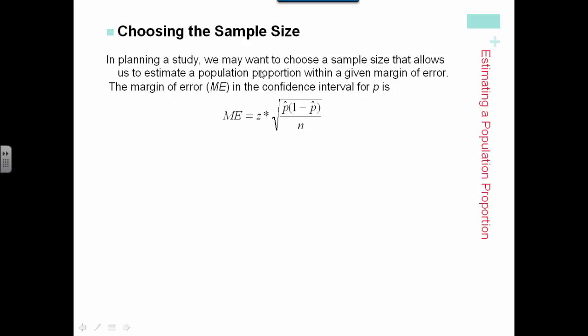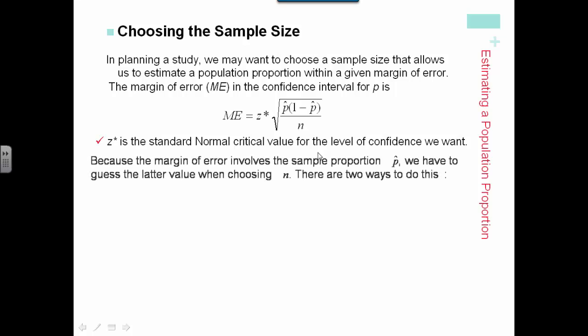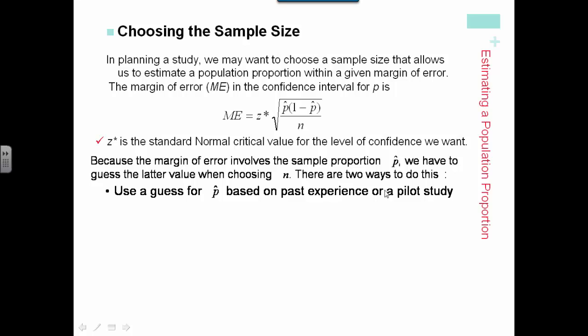In planning a study, we want to choose a sample size that allows us to estimate a population proportion within a given margin of error. The margin of error is the part of the formula that's the z star times the standard deviation. Z star is the standard normal critical value for the level of confidence we want. Because the margin of error involves the sample proportion p hat, we have to guess the latter value when choosing n. There are two ways to do this. Use a guess for p hat based on past experience or a pilot study. Or use p hat equals 0.5 as the guess, since the margin of error is largest when p hat equals 0.5.